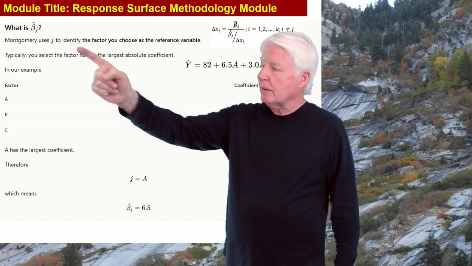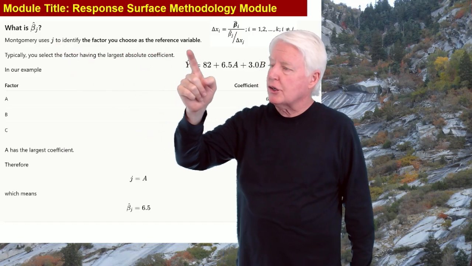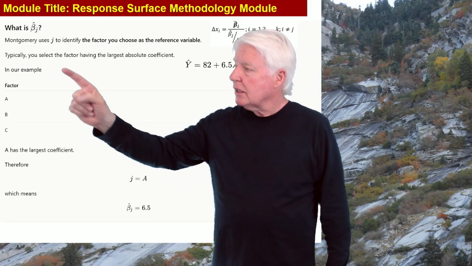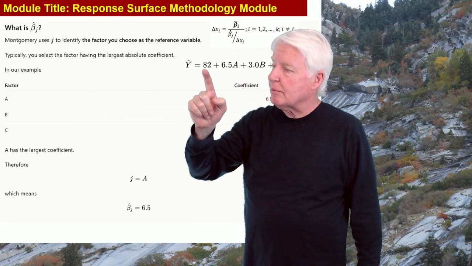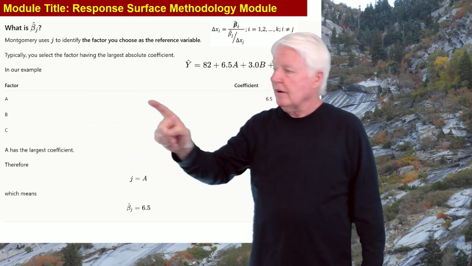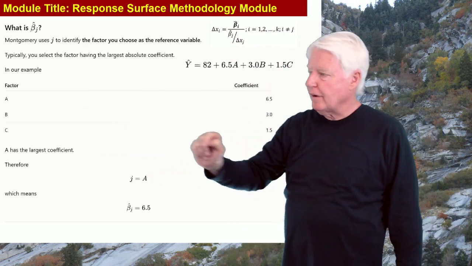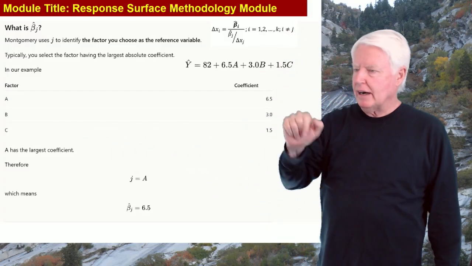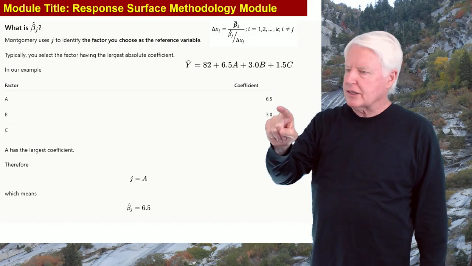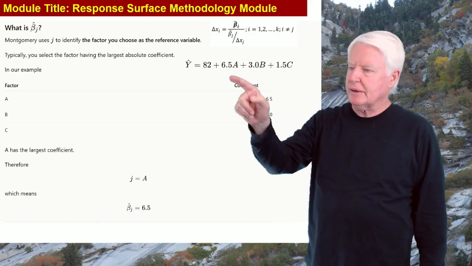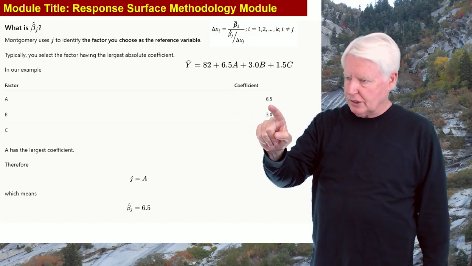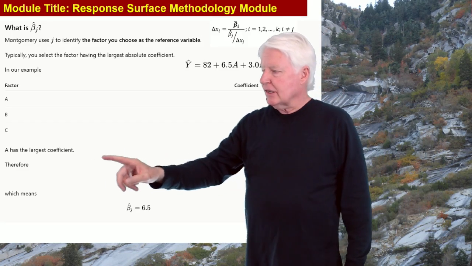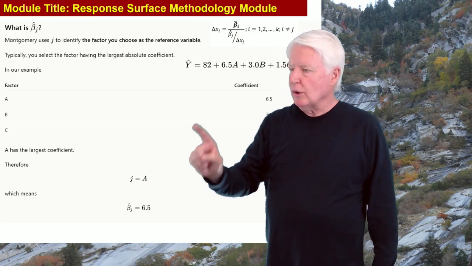What is beta j? Montgomery uses j to identify the factor you choose as the reference variable, which is usually what? The largest coefficient. Typically, you select the factor having the largest absolute coefficient. In our example, factor A, coefficient is 6.5, factor B, 3.0, and C, 1.5. There we have all the coefficients. So this is the largest absolute value. That's not negative, but if it was, it would still be the largest one because it's the absolute value. A has the largest coefficient, therefore j equals A.